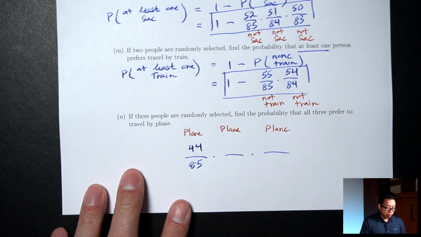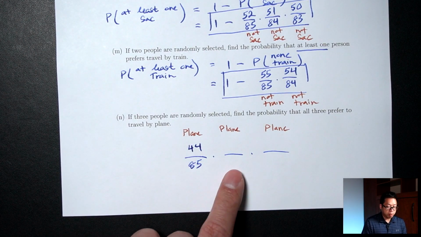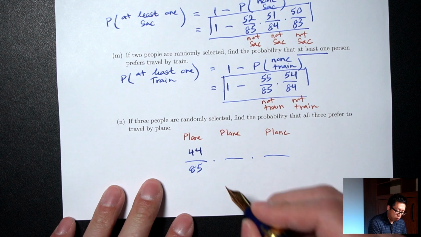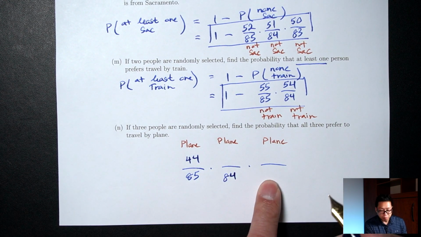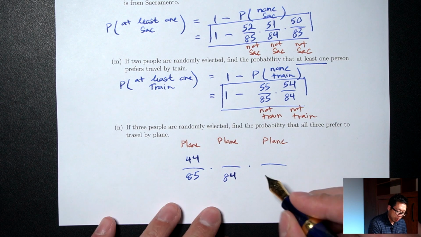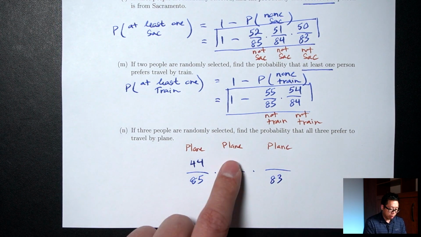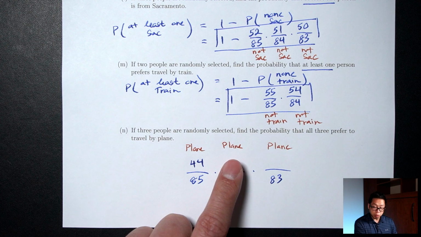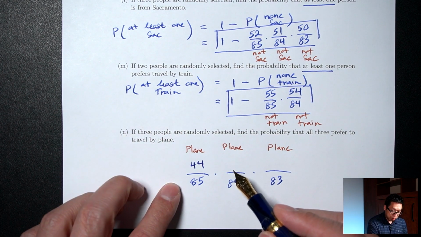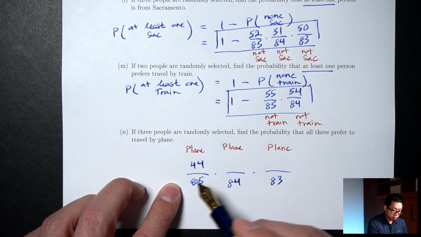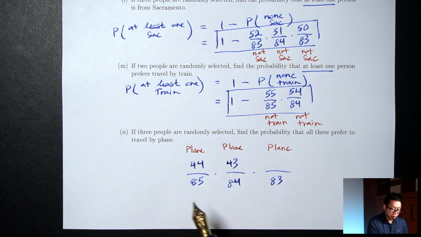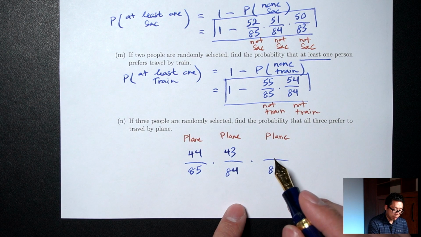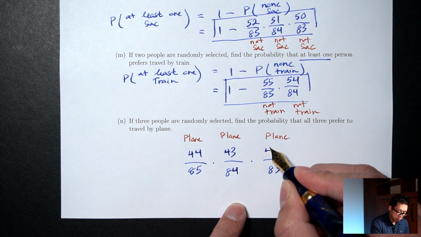Second fraction, on the bottom, because I already picked one person, for the total, I should be down to 84. And for the same reason, for the third fraction, on the bottom, I should be down to 83. Up top, I want to be a plane person. I already picked a plane person, so I should be down to 43. And for the same reason, for the third fraction, I should be down again to 42.